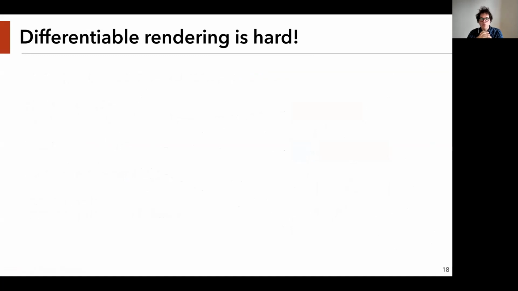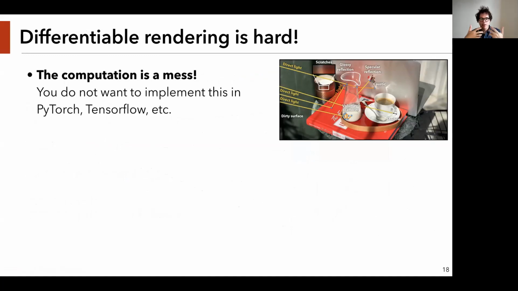So differentiable rendering is really quite hard. It's certainly much harder than ordinary rendering. And the first part is that the computation underneath is just messy. You have light that's being reflected by objects. It goes all over the place. So it's very different in flavor to the kinds of computations that you have in neural network land, like convolutions or matrix multiplications that are very regular.